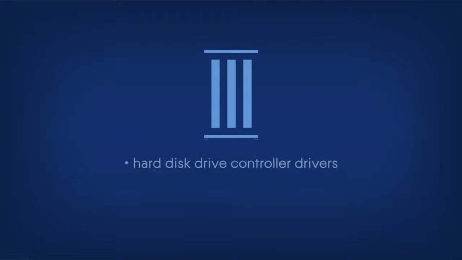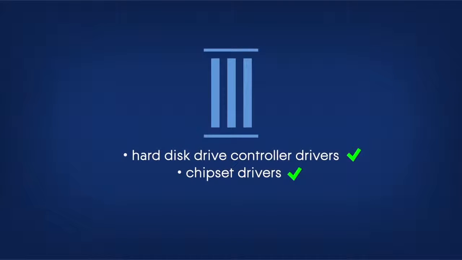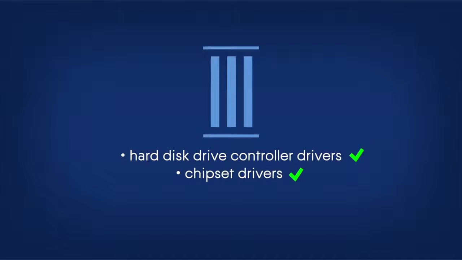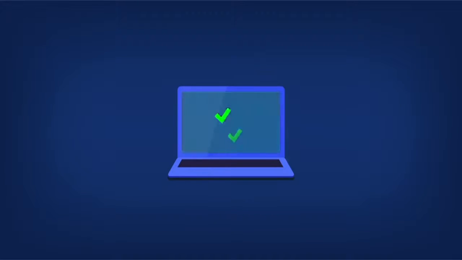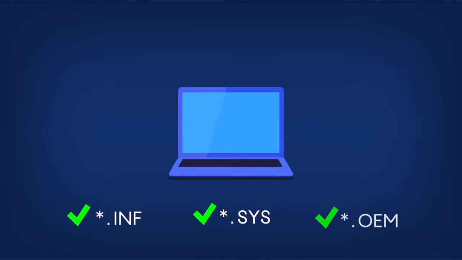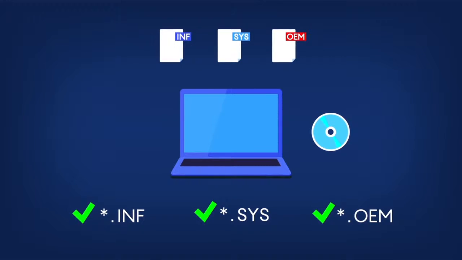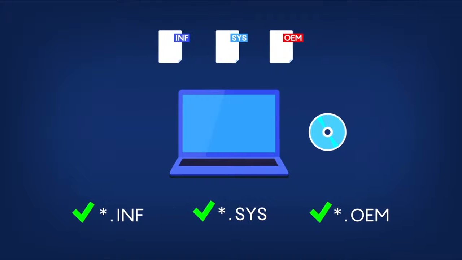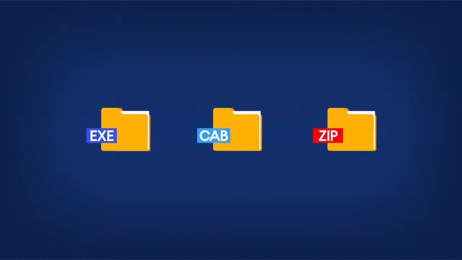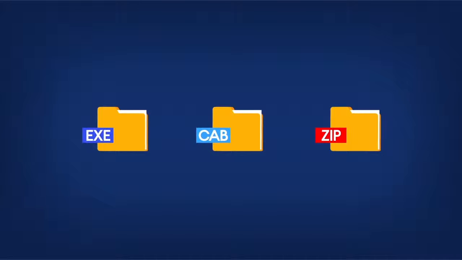Before proceeding with recovery, make sure you have drivers for the hard disk drive controller or chipset drivers for a new motherboard. These drivers are critical for booting the operating system and will be used by Acronis software during recovery to make the system bootable. The driver files should have the .inf, .sys, or .oem extensions. Use the CD or DVD shipped by the hardware vendor or download the driver from the vendor's website. If you download the drivers in the .exe, .cab, or .zip format, extract them using a third-party application, e.g., a free copy of 7-Zip or similar.